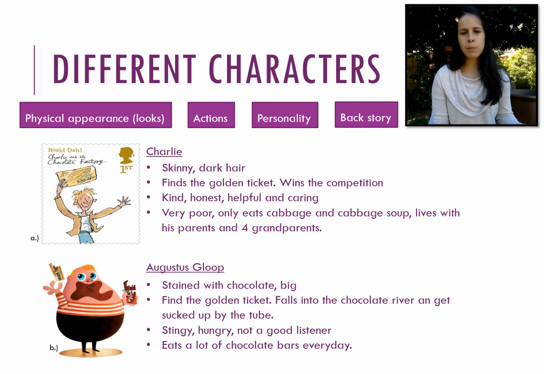And the last part, his backstory. We don't know too much about him, but what we do know is that he eats a lot of chocolate bars every single day because it is mentioned in the story. When he finds a golden ticket, his mom says, oh, he eats so many in one day. So we knew he was going to find the golden ticket.